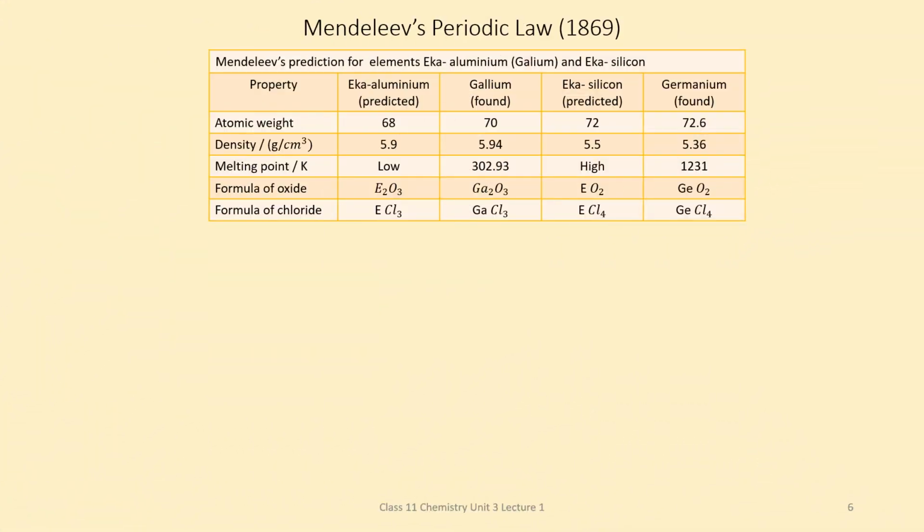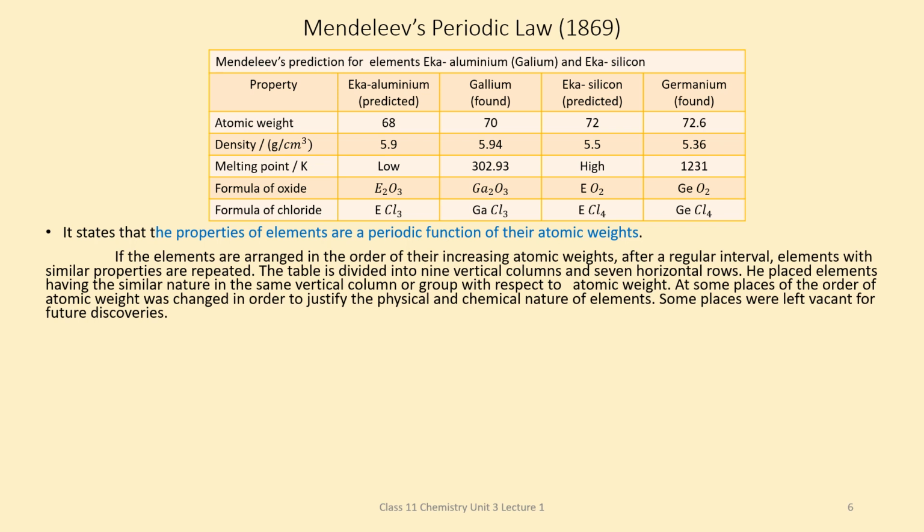Chemist Dobereiner initiated the study of periodic relationship, but it was Mendeleev who was responsible for publishing the periodic law for the first time. This law states that the properties of elements are a periodic function of their atomic weights. Mendeleev arranged these elements in horizontal rows and vertical columns of a table in order of their increasing atomic weights in such a way that elements with similar properties occupied the same vertical column or group.